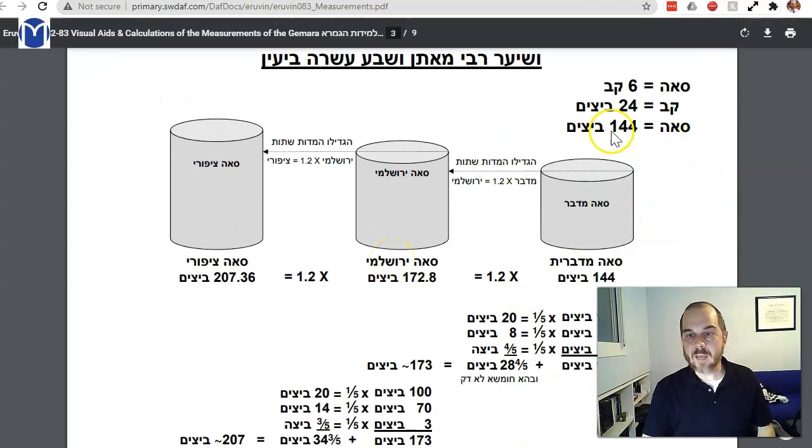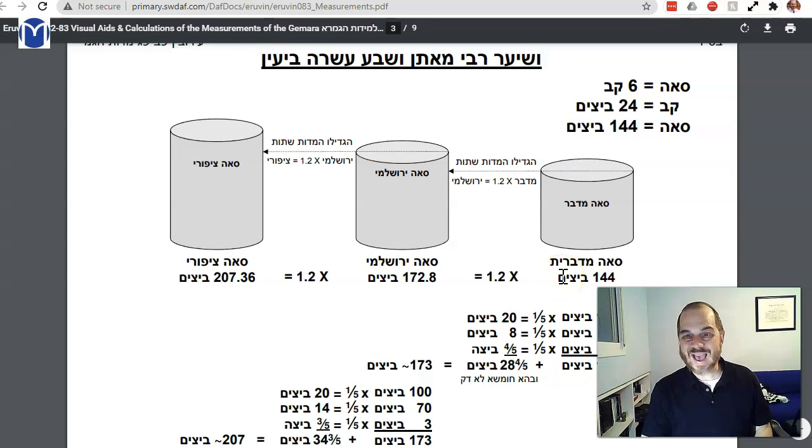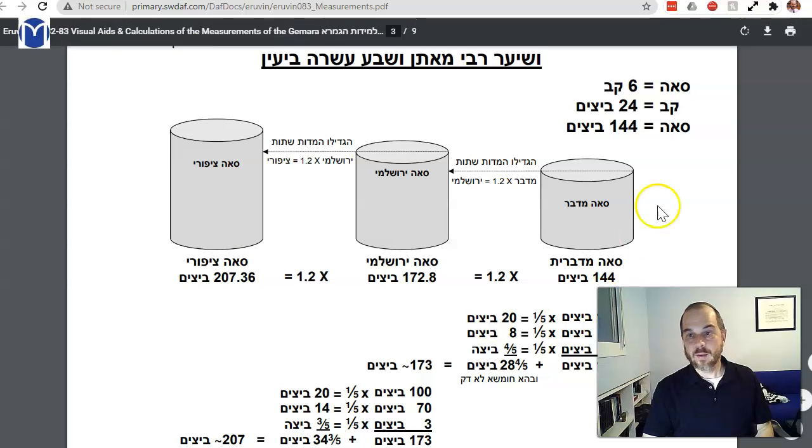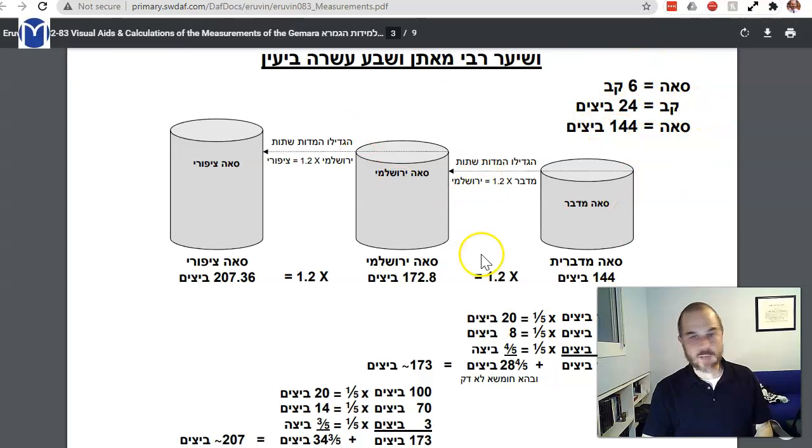A sa'ah in the midbar was 144 eggs' worth. They added a fifth to that, plus 1/6, I think, times 1.2. A sa'ah in Yerushalmi is 172 beitzim, and a sa'ah tzipori, they kept increasing. It was like inflation. They kept inflating the measurements, and a sa'ah in tzipori was 207.36 beitzim. So Simon Wolf did this great PowerPoint document.